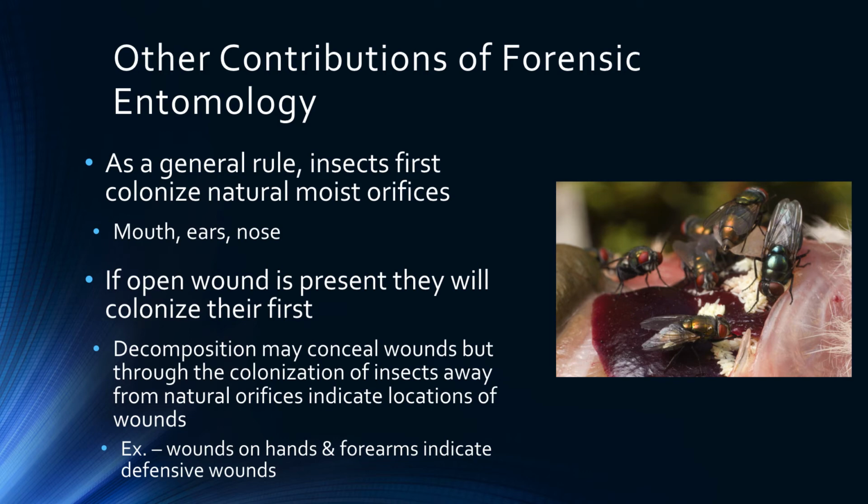But a lot of times what happens is because of decomposition, it conceals where the wounds are or if there is any wounds, but through colonization, the insects can basically give the location of any wound. So wounds on the hands, the forearm can indicate that there was indeed defensive wounds. Also that injury may have been caused by a sharp object and so on.